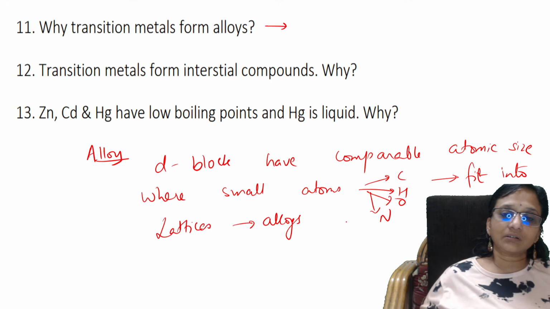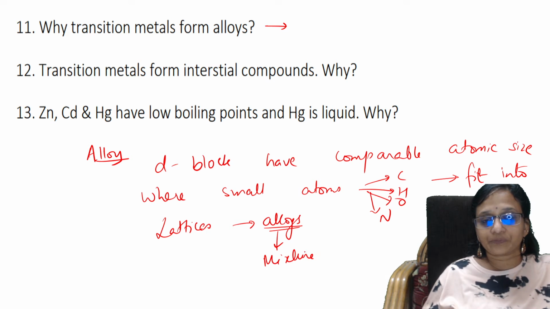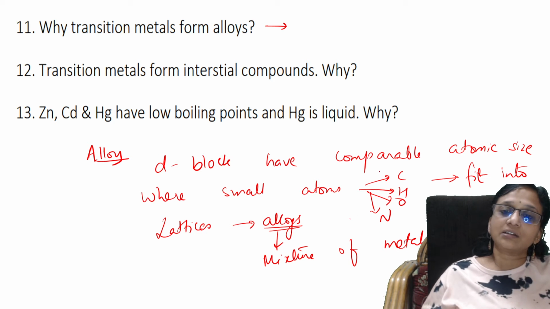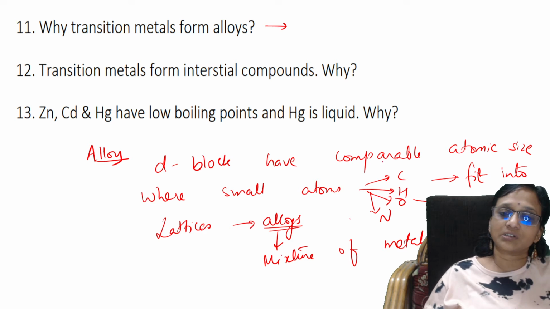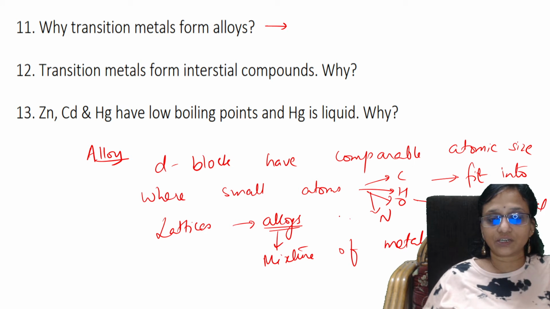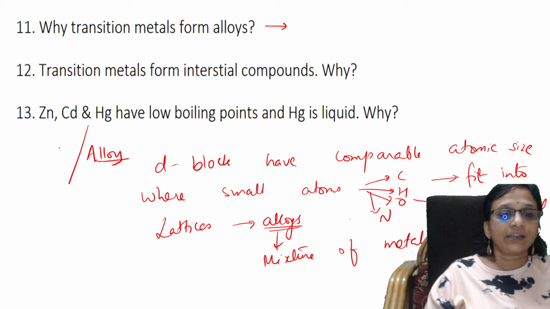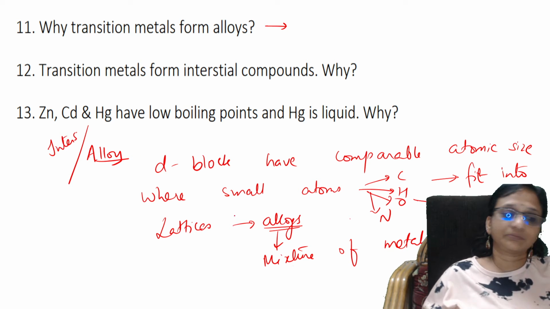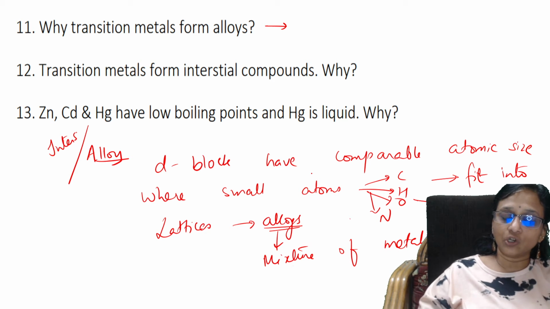For alloys, you're going to write a mixture of metals. For interstitial compounds, you add that small atoms fit in the sites, talking in terms of carbon, hydrogen, oxygen, nitrogen. So alloys and interstitial compounds, same concept. Done. Next, cadmium and mercury have low boiling points.